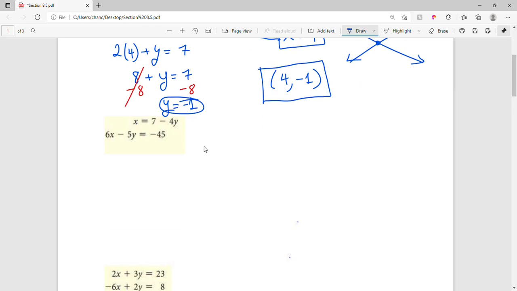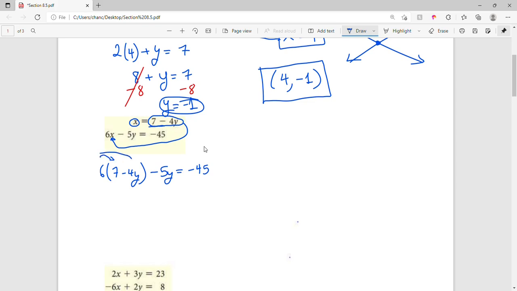In example 2, notice that we have a variable solved for already. We have a variable of x. That means I can take this x and substitute it into the second equation. This is set up for substitution. 6 times (7 minus 4y). And again, I want to make sure I use parentheses every single time I do the substitution. And we're substituting it into the second equation for the x.